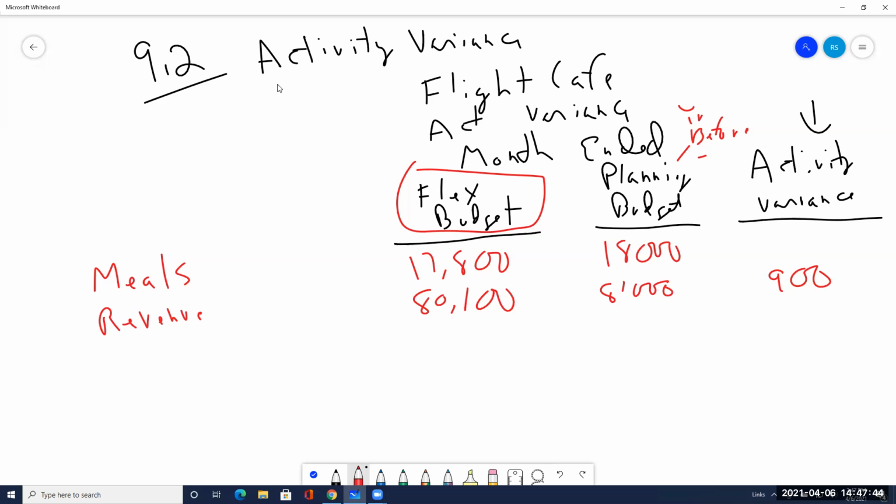Okay. Well, our planning budget was 81,000. Our flexible budget was 80,100. So it is $900 in what we call unfavorable. And really the reason is we didn't have as many meals as we anticipated. So that's what we have there.